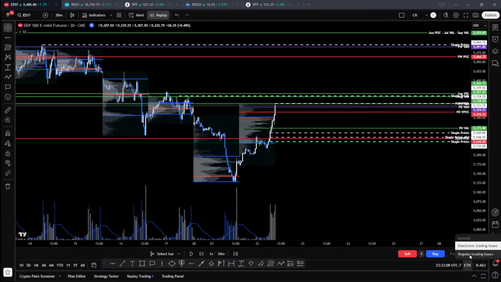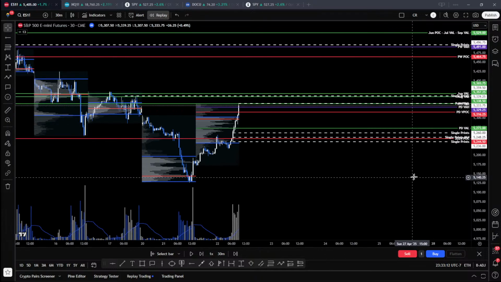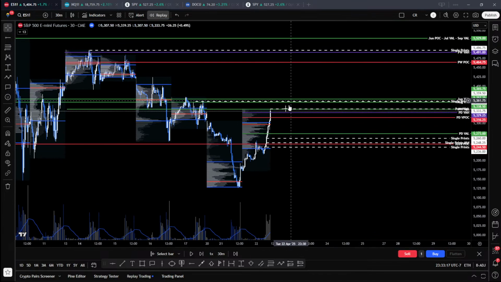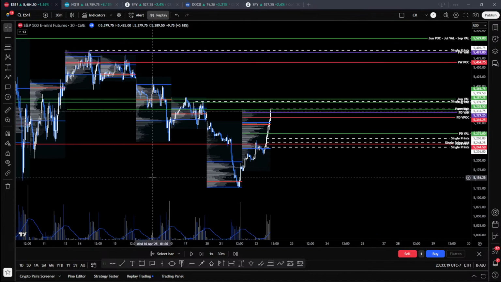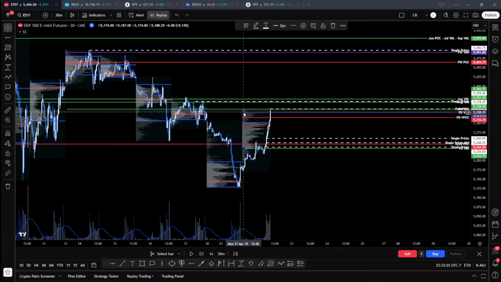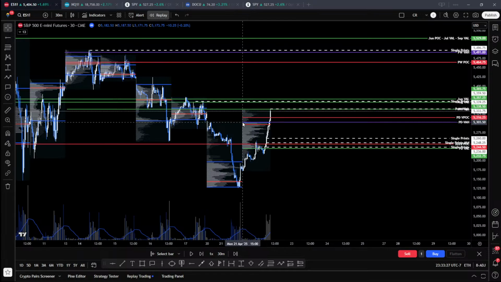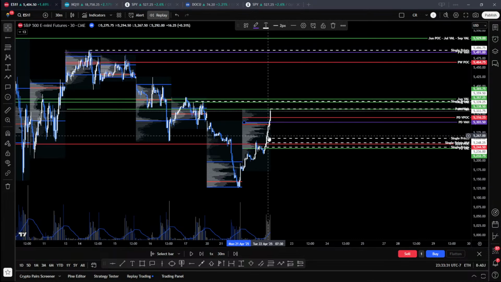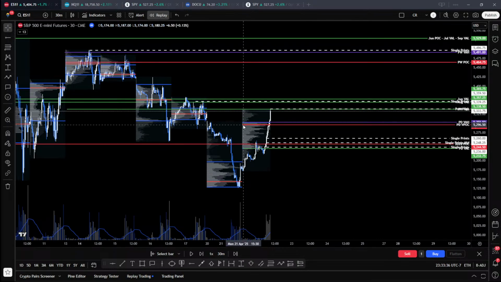Why are my levels off? I'm tripping here. Whatever, I'm not even trading tomorrow, I don't know why I'm worried about it. Did I chart this on regular trading hours? It's weird. Or is this developing, right? No. Okay, I'm really losing my mind here.